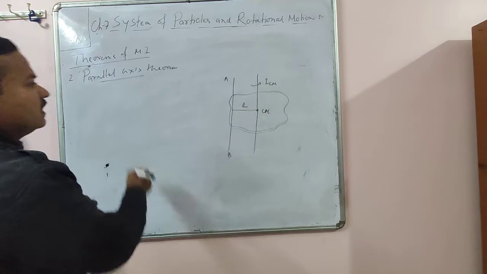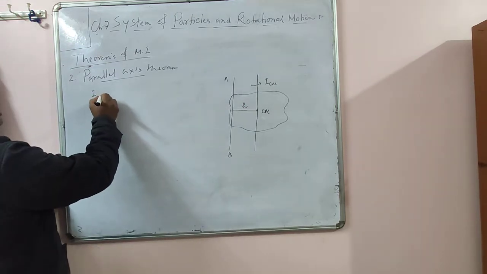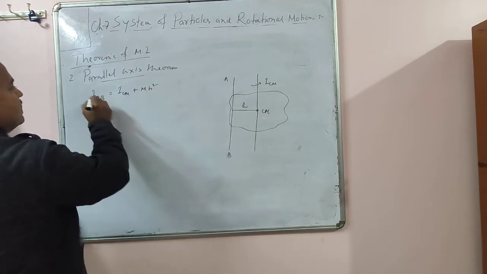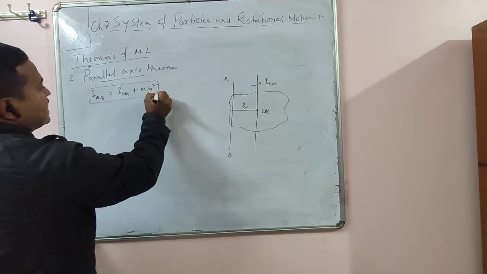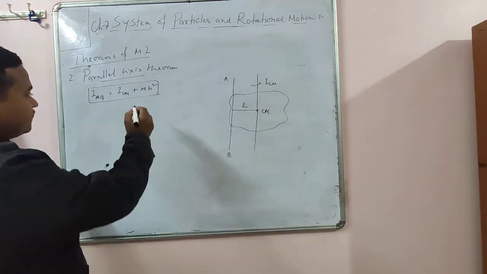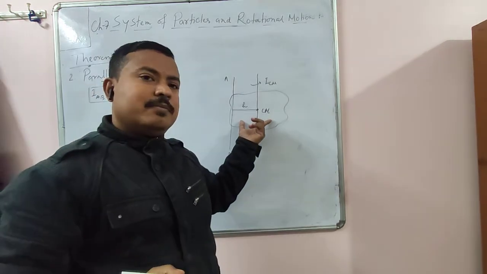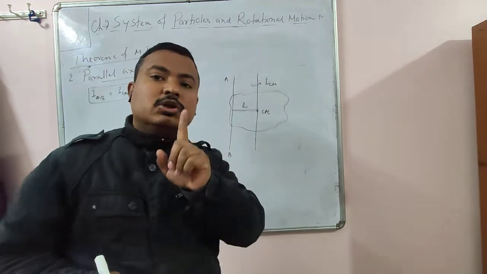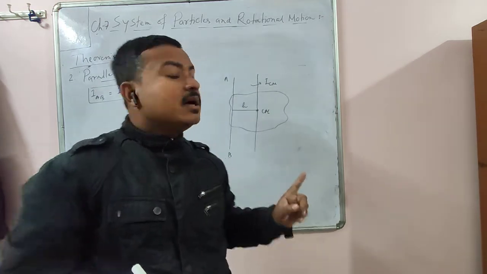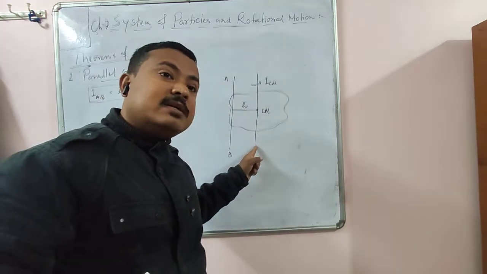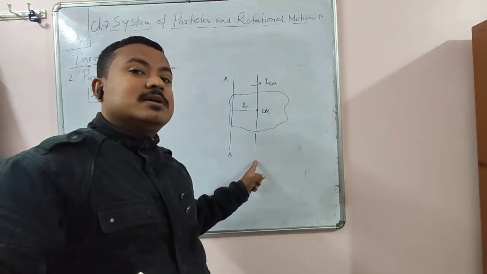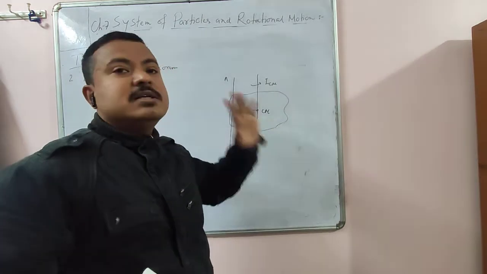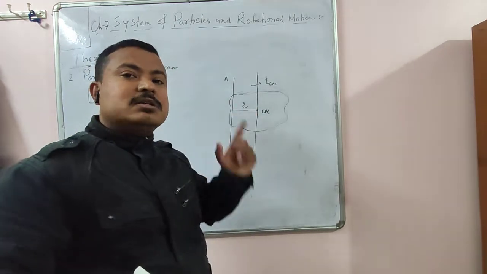So here the theorem is what? I_AB is equal to I_CM plus mh square. Okay. First of all, under what condition do you apply this theorem? This theorem will apply if the axis about which you want to find the moment of inertia is parallel to any one of the axes passing through the center of mass. Then only you can apply this parallel axis theorem.